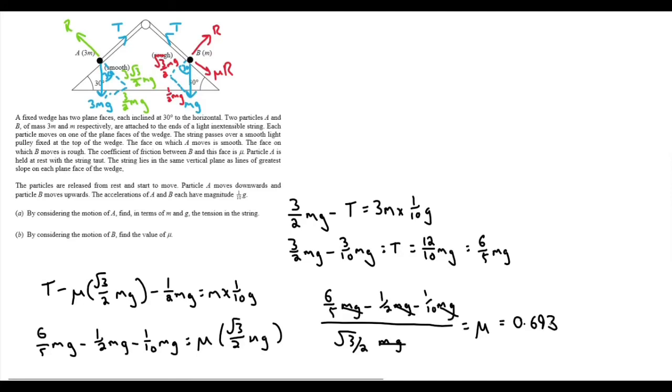0.693. As I said, something we can expect it to be 0 point something, and that still holds true even in this slightly exceptional question, which combines basically every concept that we have covered in this chapter on F equals MA.